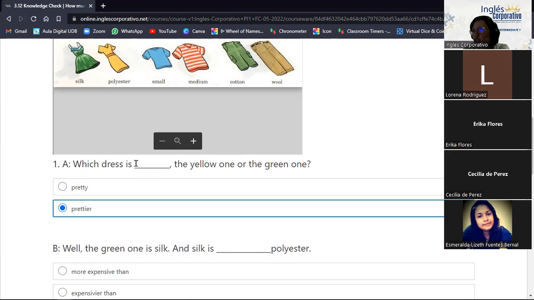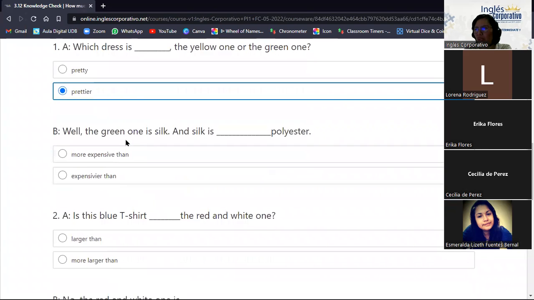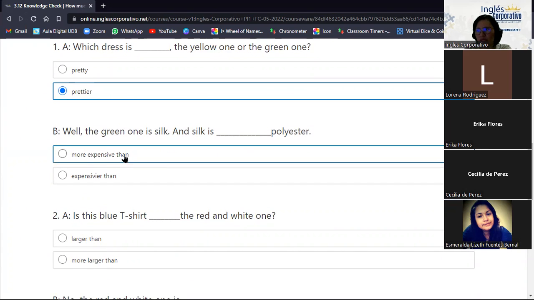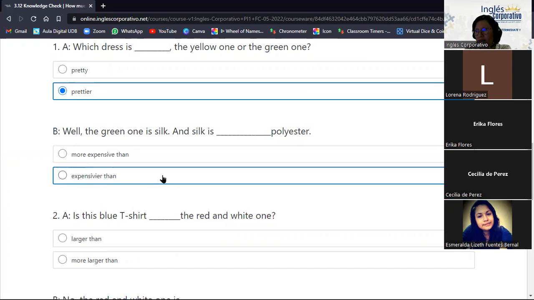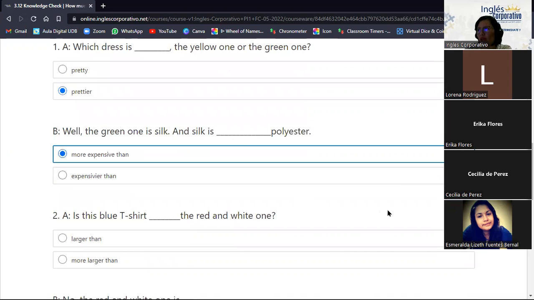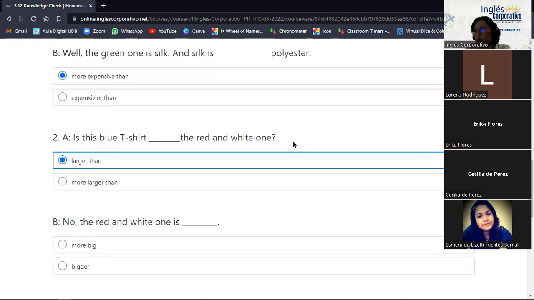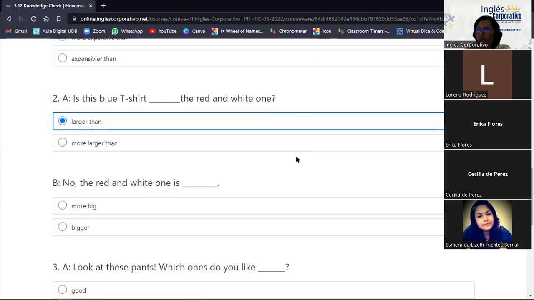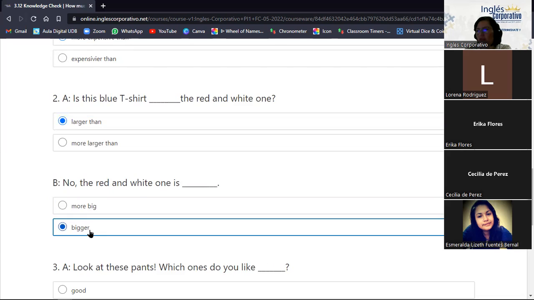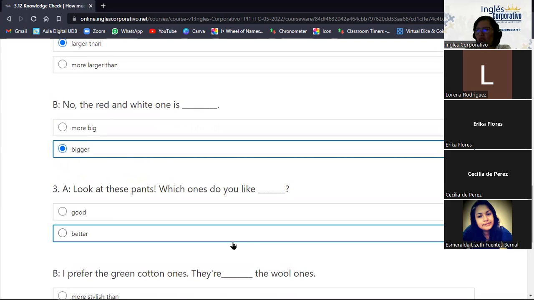Prettier. Okay, which dress is prettier? The yellow one or the green one? Well, the green one is silk, and silk is more expensive than or expensive than? More expensive than. Okay, more expensive than polyester. Very good. Is this blue t-shirt larger than or more larger than the red one and white one? Larger than the red and white one, okay? No, the red and white one is more big or bigger? Bigger, okay.